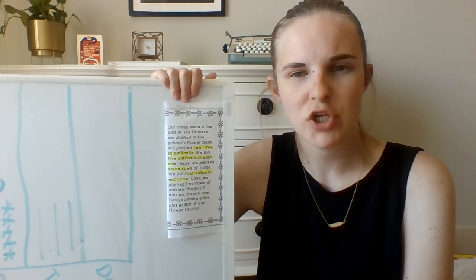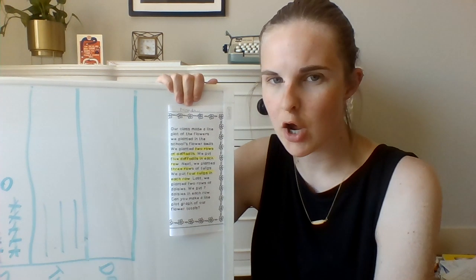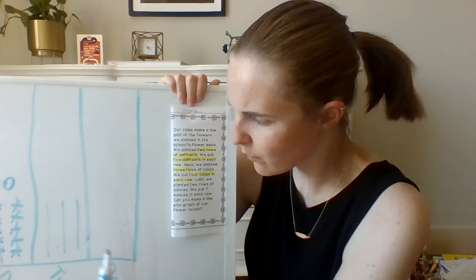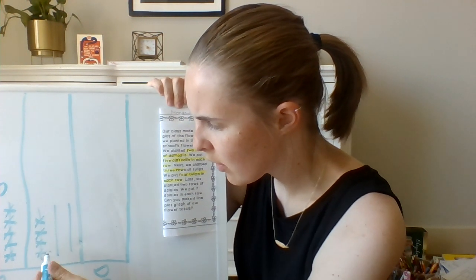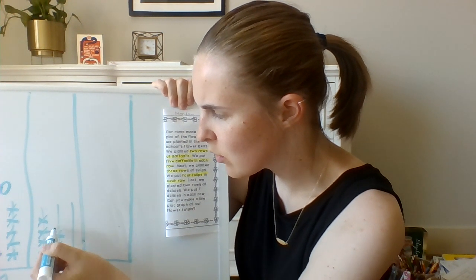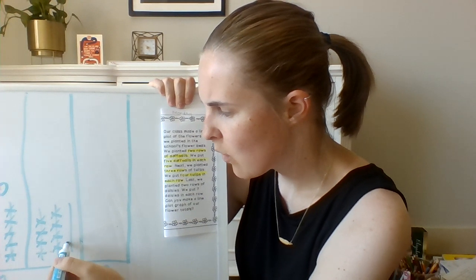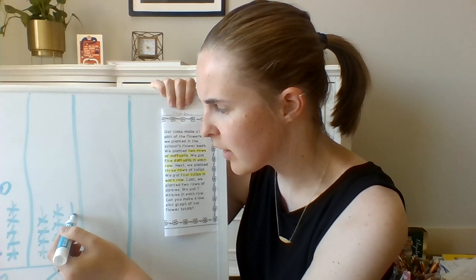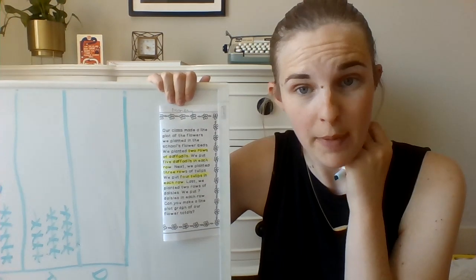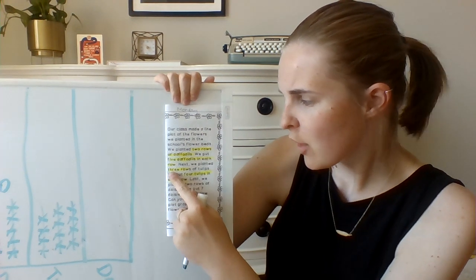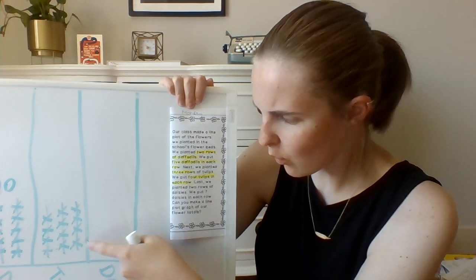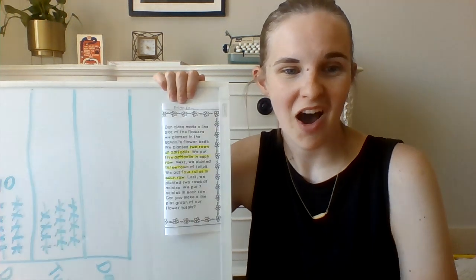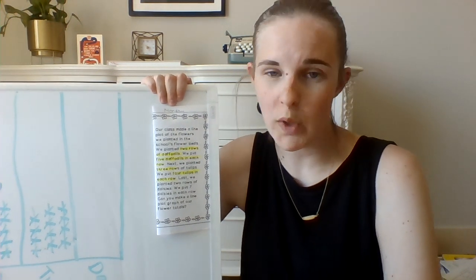So how many X's should I put in each line or each row? 4. 1, 2, 3, 4. 1, 2, 3, 4. 1, 2, 3, 4. Good. So let's check back in our problem, make sure we did that correctly. 3 rows of tulips, 1, 2, 3. 4 tulips in each row, 1, 2, 3, 4. Got it.